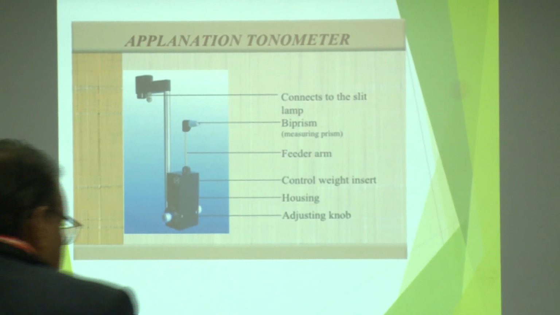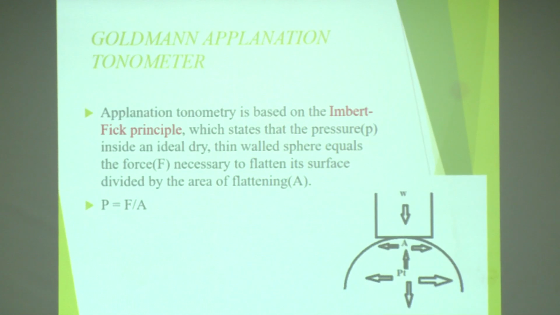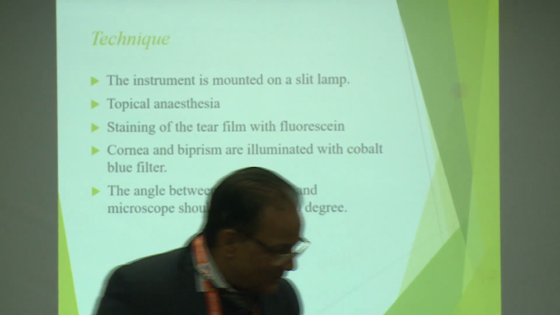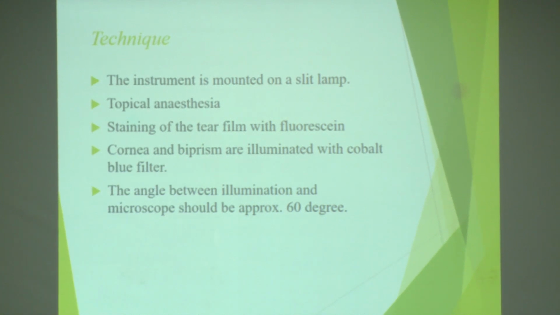Now this is important because mostly we all are doing it, and it is based on the Imbert-Fick law, which states that the pressure inside an ideal dry thin-walled sphere equals the force necessary to flatten the surface divided by the area of flattening. This is all about technique. An important point here is that the angle between the illumination and the microscope should be around 60 degrees.